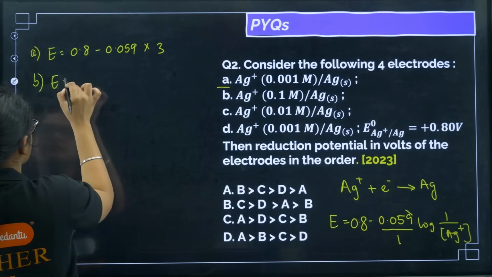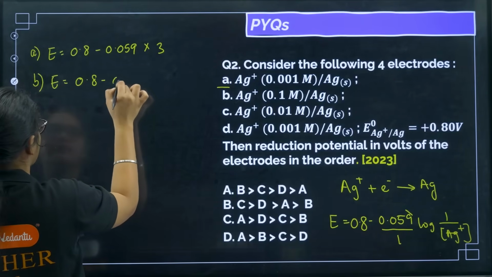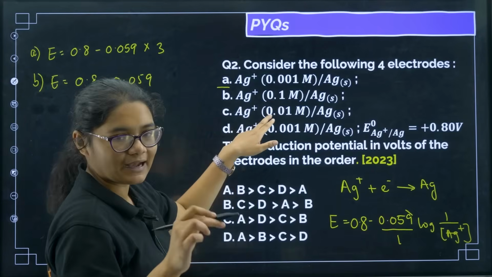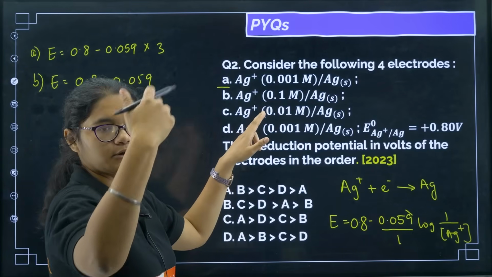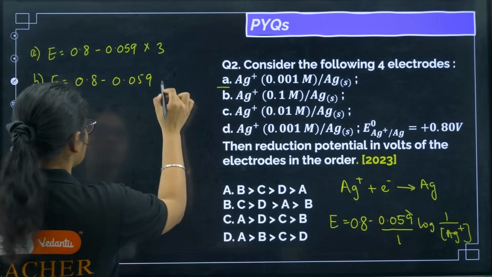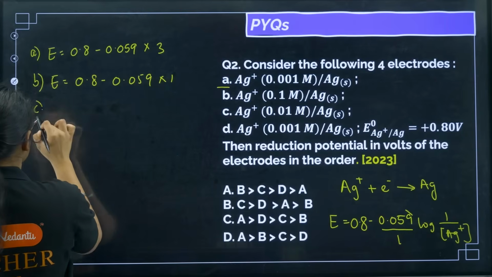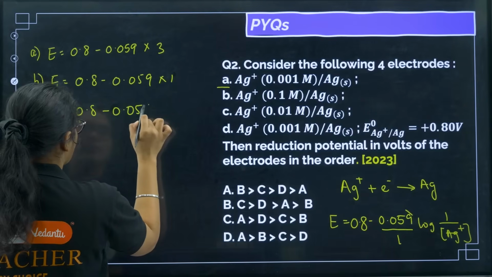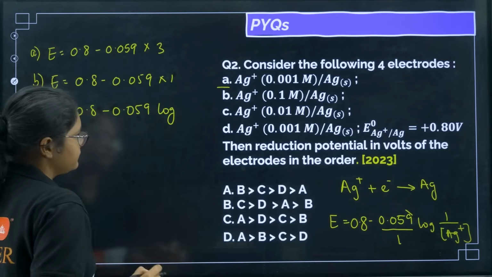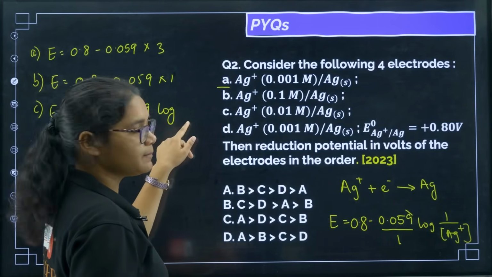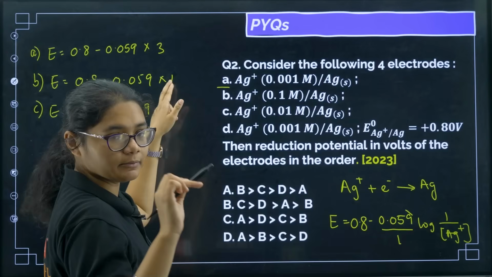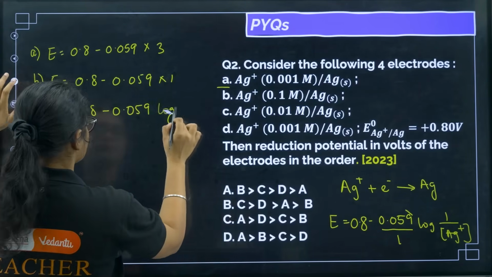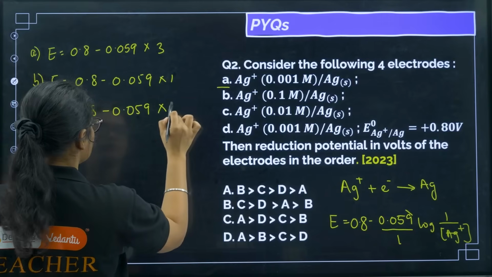For option number B it will be, I can just write it quickly, minus 0.059 into log 1 by 10 to the power of minus 1, right, it will go up, log 10, so it is into 1. Next here E will be equal to 0.8 minus 0.059 log of 1 by 10 to the power of minus 2. So it will go up, it will become 10 to the power of 2. So 2 log 10. So it is into 2, right? So here it is into 2.